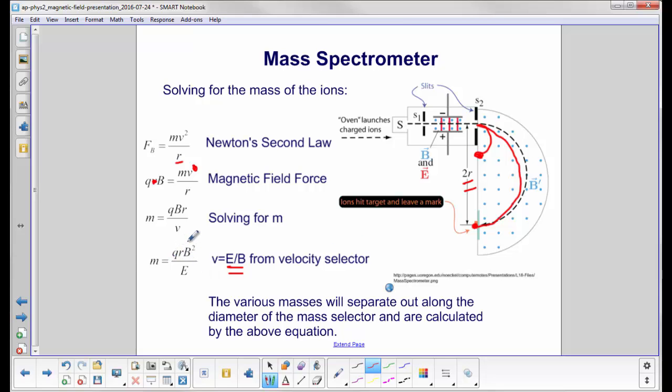I now put that into the equation, and this tells me I measure the radius, I measure the distance, and recall, if I measure from here to here, I cut it in half to plug in R. I know what the magnetic field is because I set it. I know what the electric field is. I know what the charge on the ions is. I did that using a separate method that we're not talking about here. And that will now tell you the mass of this object. Depending on how many hit here, you can find the relative percentage of those different masses for whatever sample you're analyzing. So, in summary, the various masses of the ions will separate out along the diameter of the mass selector and are calculated by this equation here.